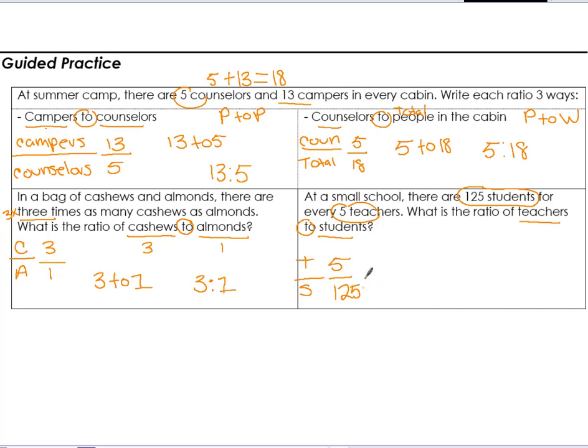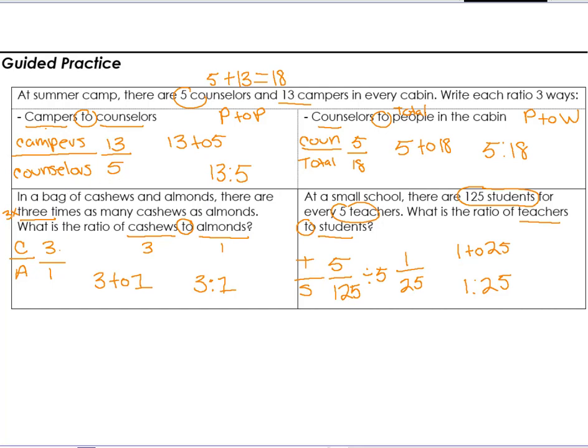Okay, now this I can simplify. I can divide them both by 5. 5 divided by 5 gives me 1. And 125 divided by 5 gives me 25. So it's 1 out of 25. So I can write it like this. I can go fraction form with the words. So 1 teacher to 25 students, or 1 colon 25. And that's all you have to do, guys.